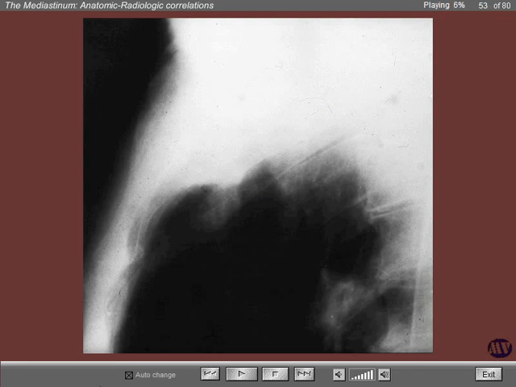In this lateral view of the chest, we see a close-up of the anterior superior mediastinum. Note the indentation of the pleura by the left innominate vein. Indentations of the pleura are caused by vascular structures, but can also be seen from osseous structures, as will be noted in the next case.